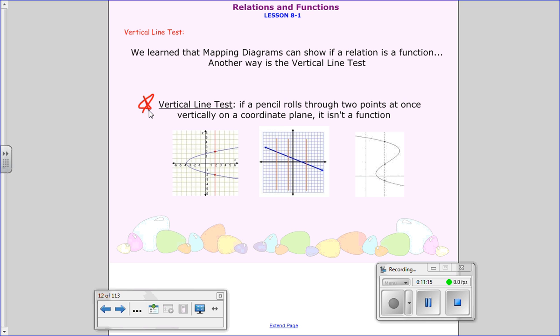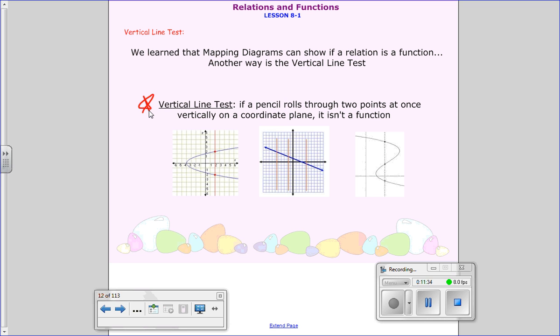Meaning what we're going to have to do here is graph the relation they give us, and then see if we can go through more than 1 point at a time with a vertical line, meaning an up and down line. That would not make it a function. So here, I have a few examples.